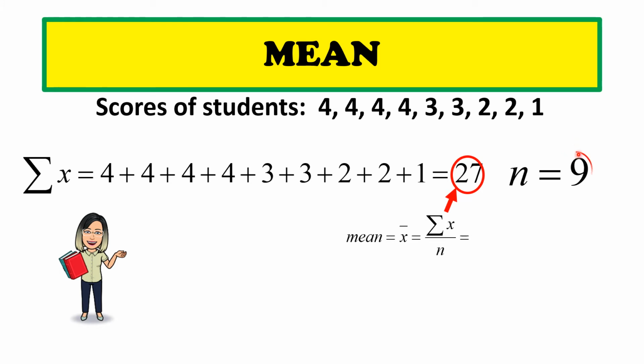And what is n? N is 9. We write 27 and 9 in the formula, 27 over 9. And what is 27 over 9? The answer is 3. Therefore, our mean is 3.